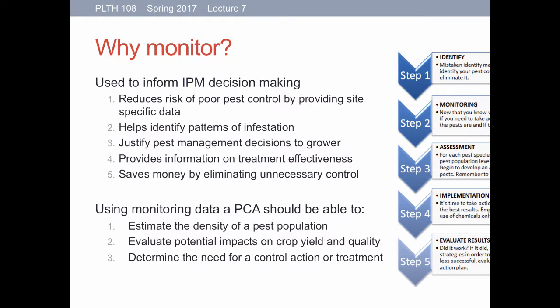So ultimately, as a PCA, or as anyone who's doing IPM, you should be able to go into a field and estimate the density of the pest population, evaluate the potential impacts that this population will have on the crop, and then determine whether or not control is needed. So ultimately, monitoring covers steps 2 and 3. They only put monitoring as step 2. I'm going to lump in assessment as well because I don't want to do a whole lecture on assessment.